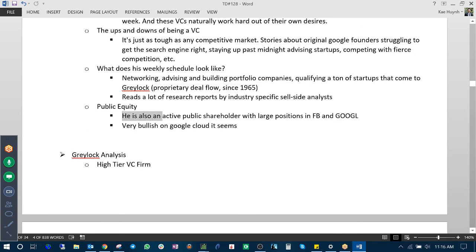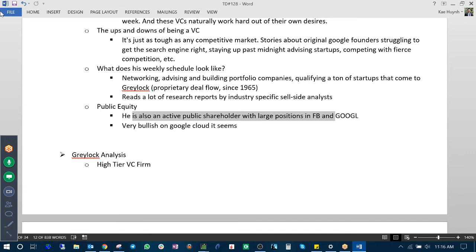And then I asked him about public equities or trading stocks. He's an active public shareholder with large positions in Facebook and Google. He doesn't feel bearish about the economy. Did you get that conversation with him too, Bonnie? Did you ask him about the recession? Did he feel like there was a pending recession from the venture end? Because I didn't get a sense that he was bearish.